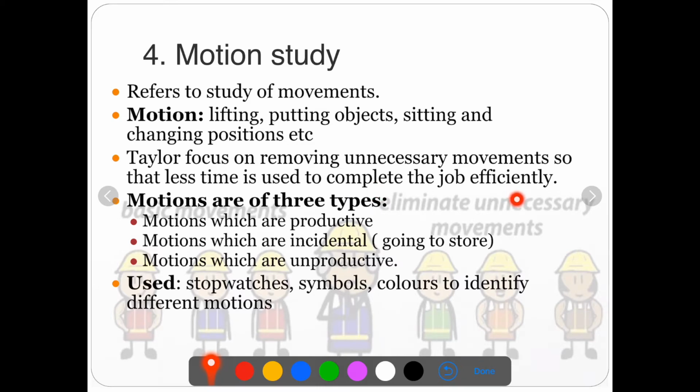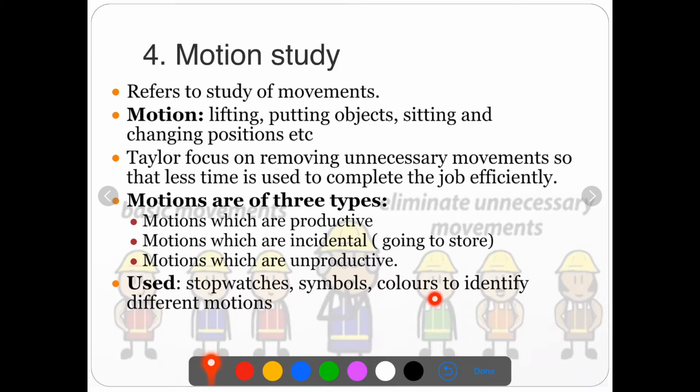So what Taylor did was he did a study, okay, on the workers, and he categorized motions into three: motions which are productive, motions which are incidental, motions which are unproductive. Why did he do this? It was to remove unnecessary movement of the workers so that the job can be completed more efficiently. So how did he do this study? He used stopwatches, symbols, and colors to identify different motions.